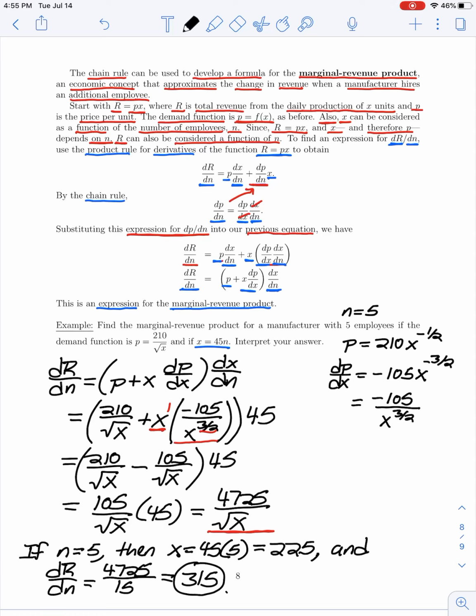Now, an interpretation of this expression would be if there are 5 employees, our daily revenue would be increasing at a rate of $315 per employee. So we can think about this, if we include units, as $315 per additional employee. So our revenue would be increasing by $315 if we hire an extra employee from the current 5.